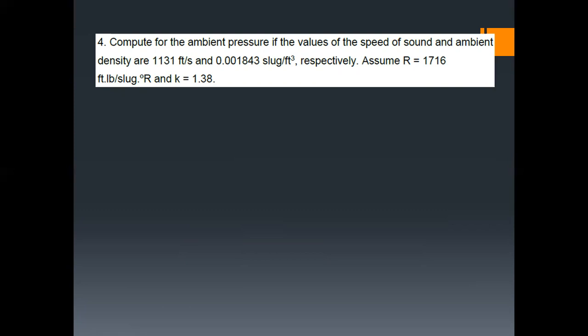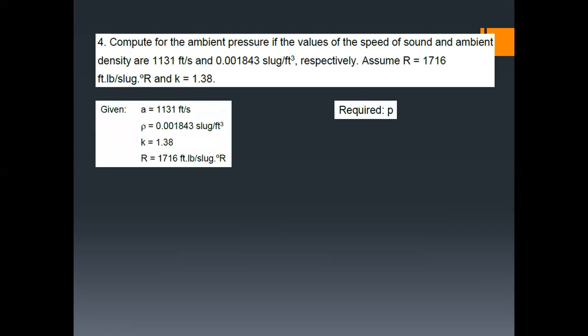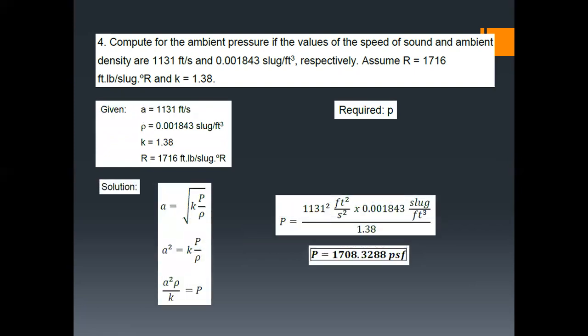We have speed of sound equals square root of γRT, and when we equate that with the equation of state, we have speed of sound equals square root of the specific heat ratio γ times pressure over density. That's what we will use. Input it in the formula and we will get a pressure of 1,708.3238 pounds per square foot.